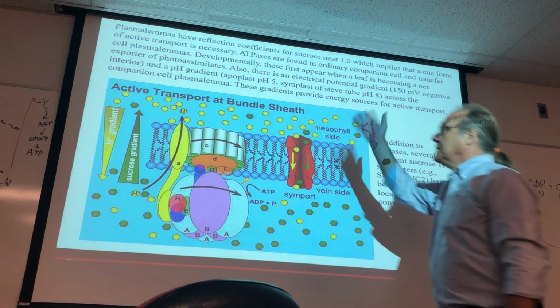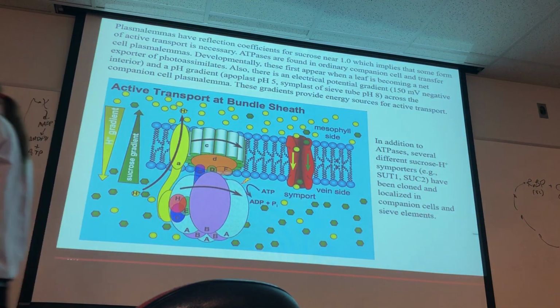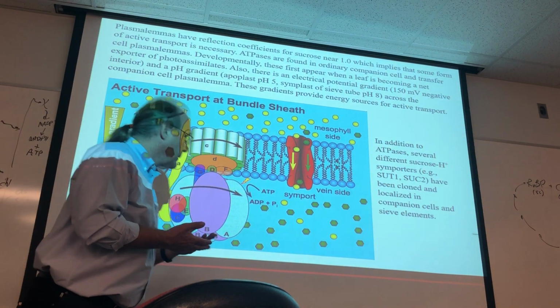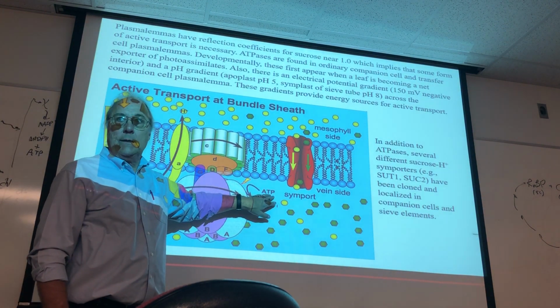Okay, so as I said, plasmolemmas, plasma membranes, have a reflection coefficient near 1 for sucrose. So the plant has to expend energy to move that sucrose. And what is the energy? The energy is in the form of ATP.